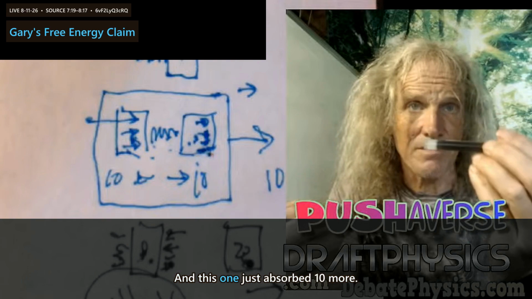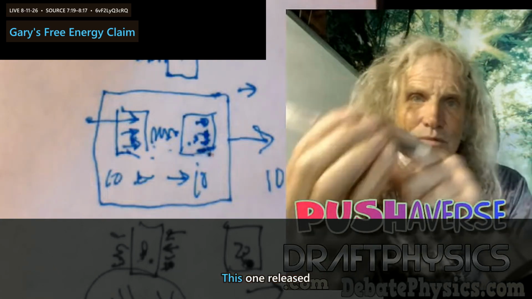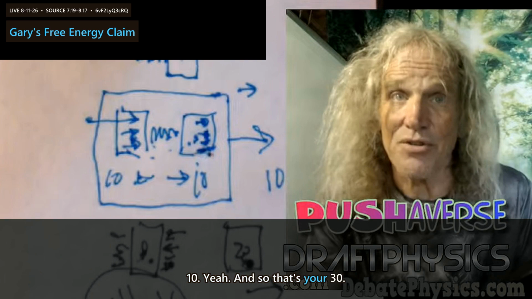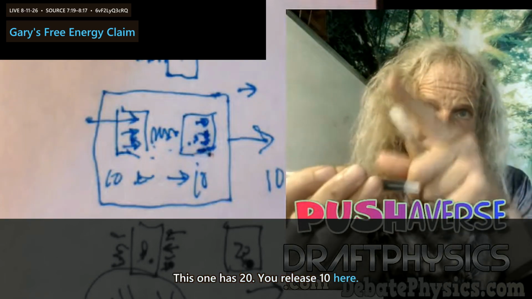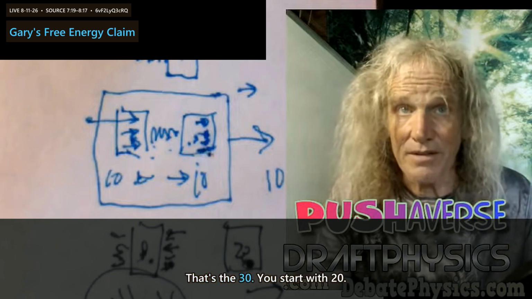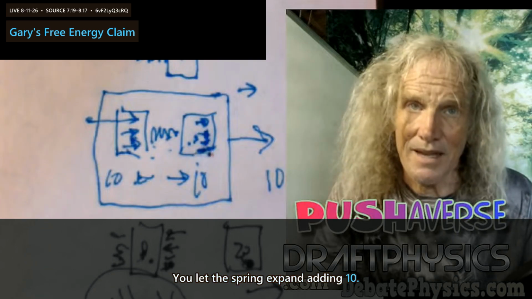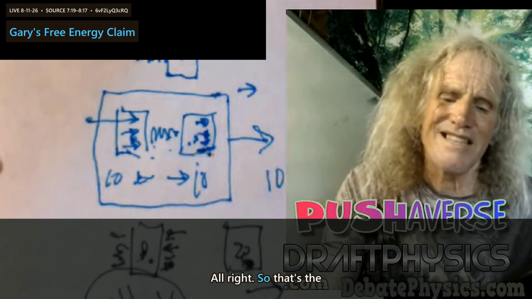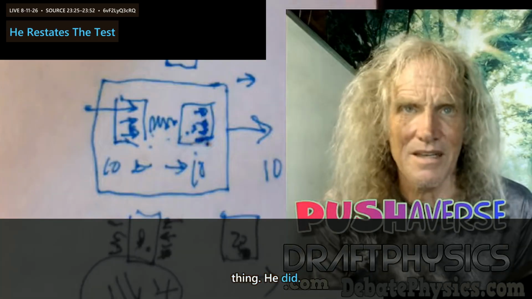And this one just absorbed 10 more, so it owns 20. This one released 10. And so that's your 30. This one has 20, you release 10 here, that's the 30. You start with 20, you let the spring expand, adding 10. Now you've completed your math. So that's the more accurate way to describe the thing he did.